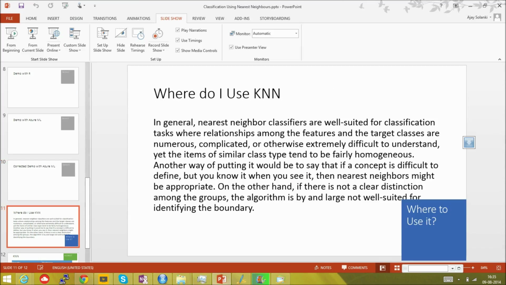Now, getting back, where do we use KNN? It's pretty straightforward. It's basically from a classification standpoint, where there's not much of a relationship, the data is very complex, and trying to establish a relationship is fairly difficult.